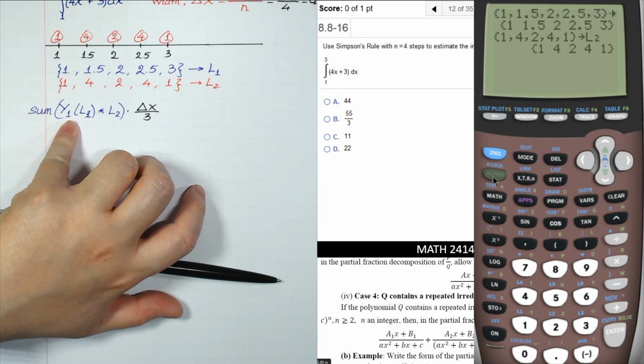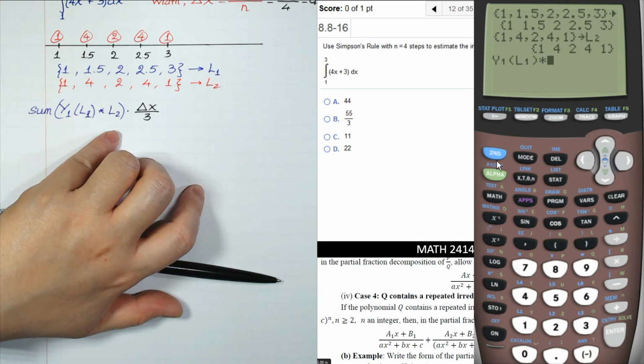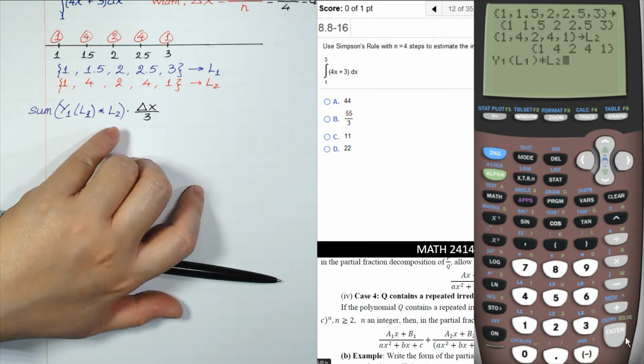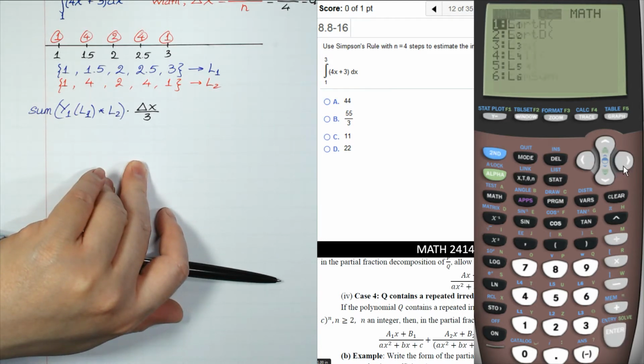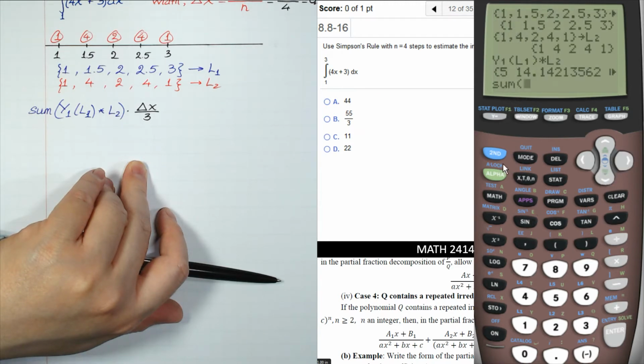Evaluate the function: alpha trace y1, at list 1 times list 2. Right, add all of them up. Second stat, math, option number 5. Go up, highlight, copy and paste, times delta x, 0.5 divided by 3.